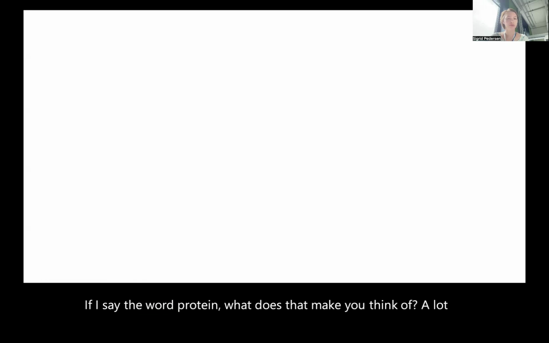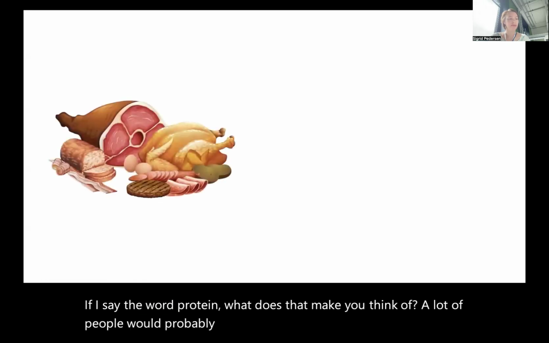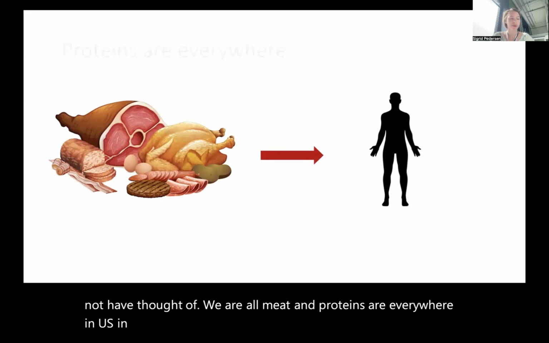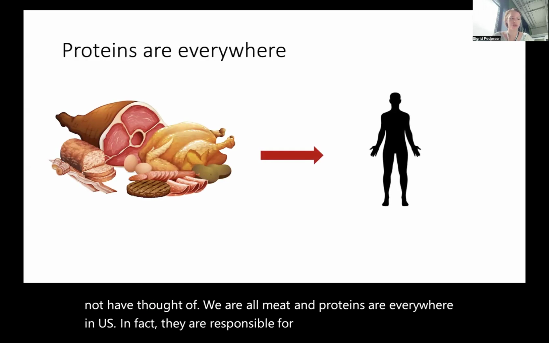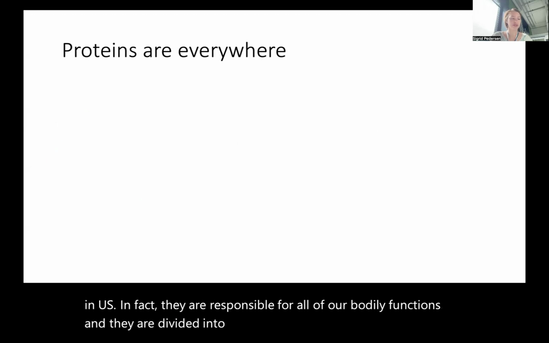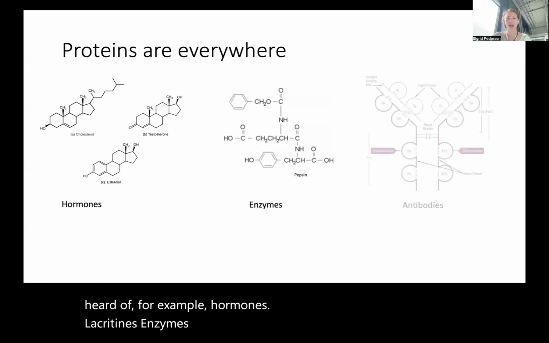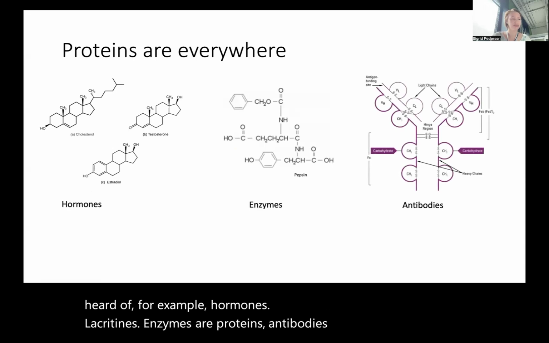If I say the word protein, what does that make you think of? A lot of people would probably answer meat, but here's what you might not have thought of. We are all meat, and proteins are everywhere in us. In fact, they're responsible for all of our bodily functions, and they are divided into many categories that you might have heard of. For example, hormones, those are proteins, enzymes are proteins, antibodies, they're also proteins.